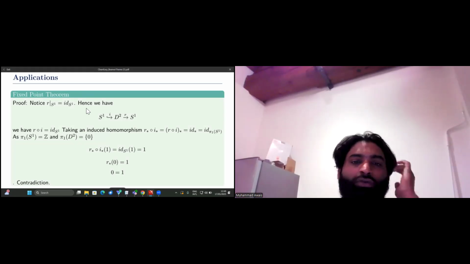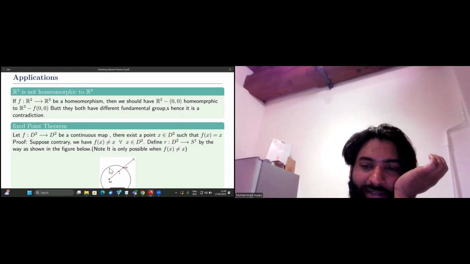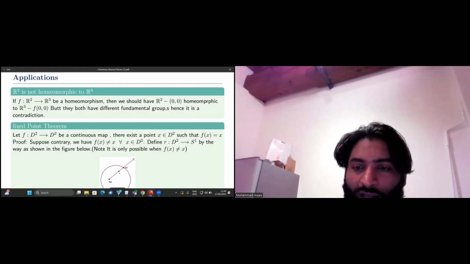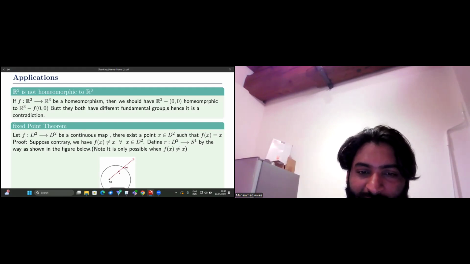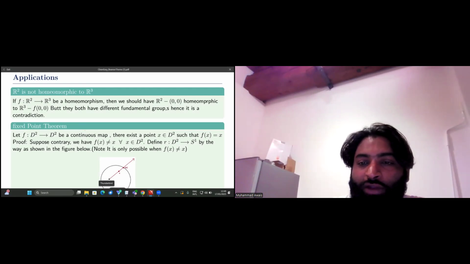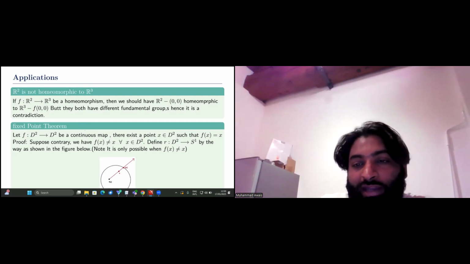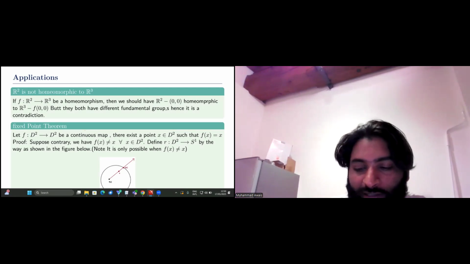But also, if you restrict R on S1, you get the identity. How? Let's say this is your x on the boundary, and whatever f of x is, your ray will come to x finally. So when you restrict your map on the boundary S1, you get the identity map. So this is a key observation.